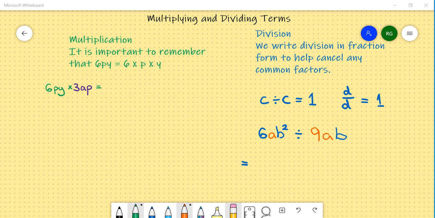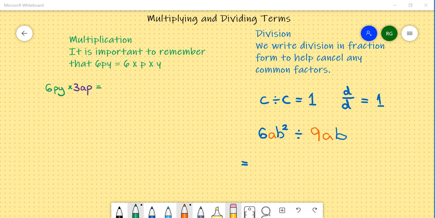Today we're going to be talking about multiplying and dividing terms. We're going to split this lesson into two halves. We have the left-hand side of the screen, which is going to be focusing on multiplication, and the right-hand side, which is going to be focusing on division. Starting with multiplication, it is important to remember a couple of key things.